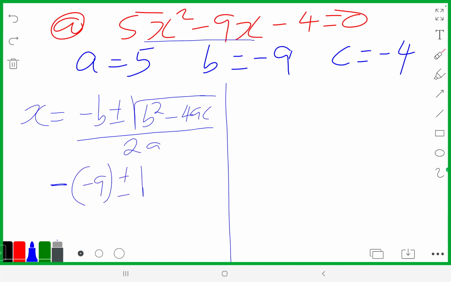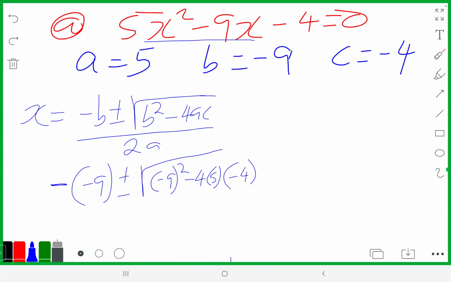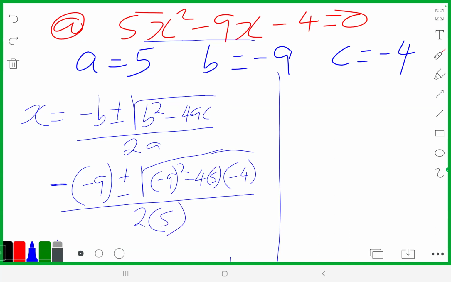Plus or minus, open the bracket, we put b is -9 squared minus 4 times a is 5, and c is -4, like that. Then everything divided by 2 times a. Our a is 5. There are marks allocated to this substitution.